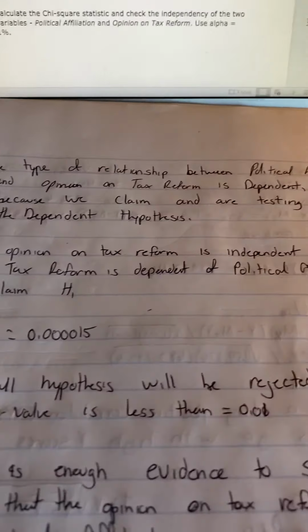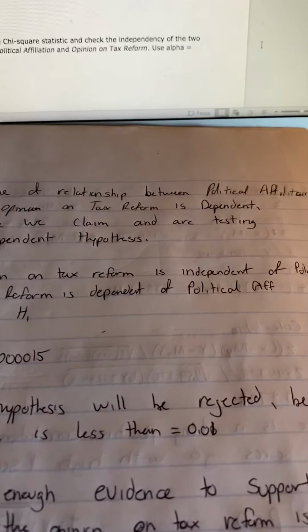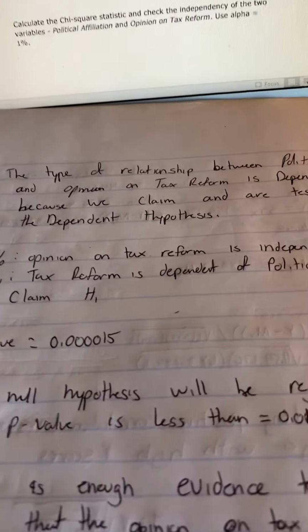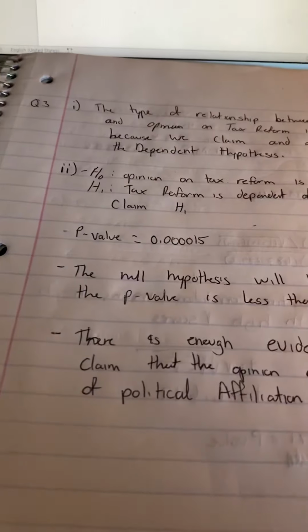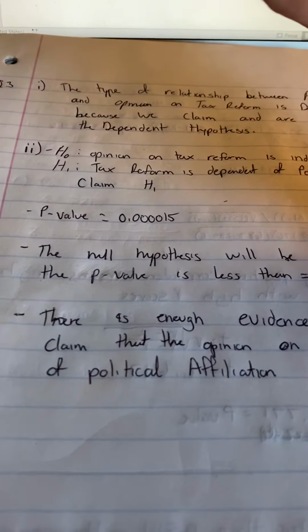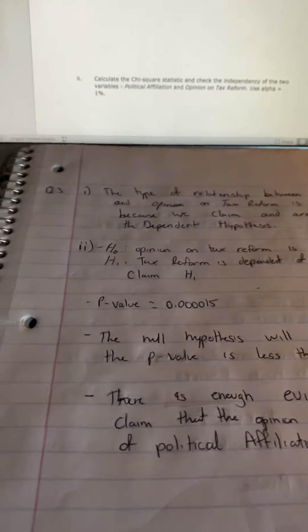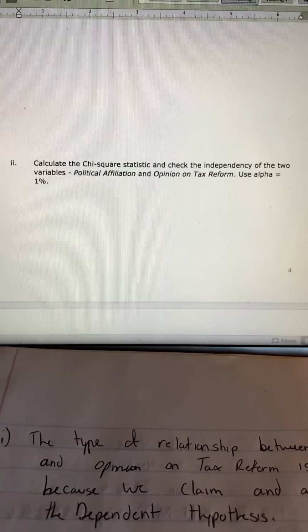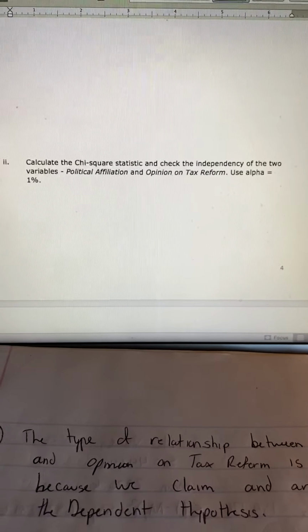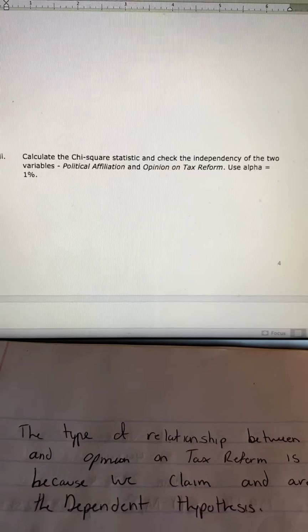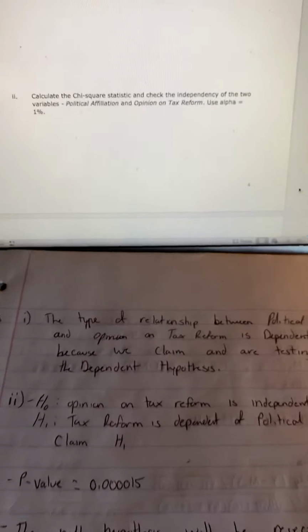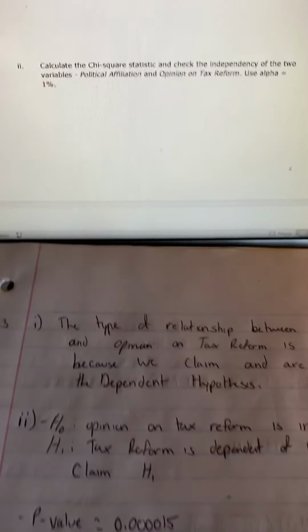Because we claim that we are testing the dependent hypothesis. So that's part 1, and then moving on to part 2, calculate the chi-squared statistic and check the independency of the two variables, political affiliation and opinion on tax reform, using alpha equals 1%.